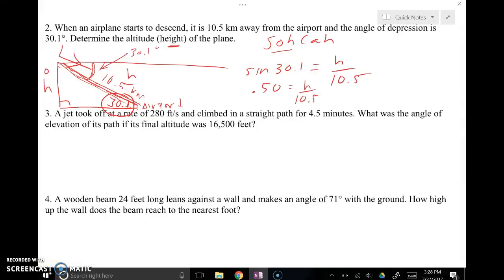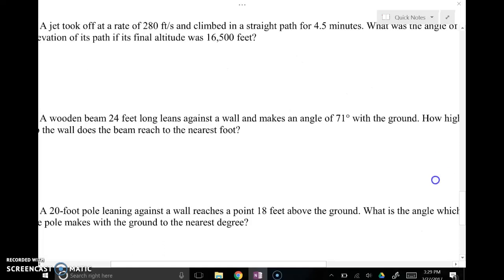So my calculator tells me that the sine of 30.1 is 0.50. So now I want to solve for this height. So I multiply both sides by 10.5. And the height is going to be 5.25, and that's kilometers. So how high above the ground is this airplane when it starts to descend? It's 5.25 kilometers. All right, next we're going to try this next example.